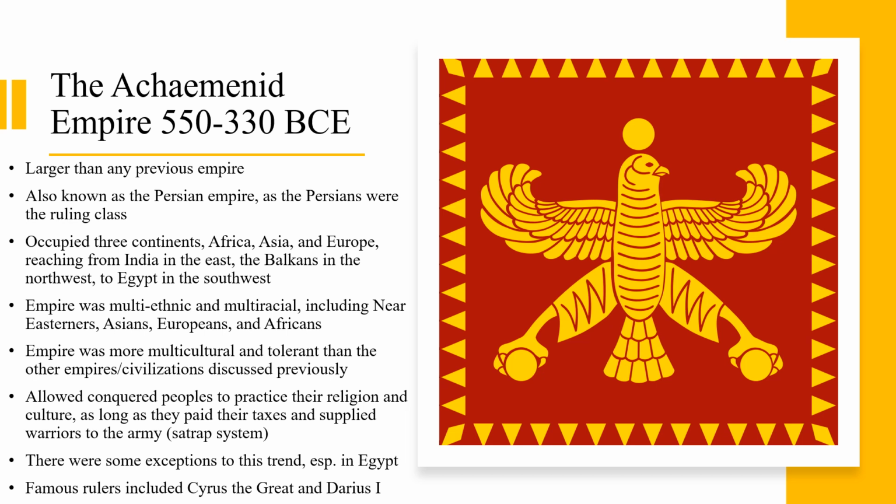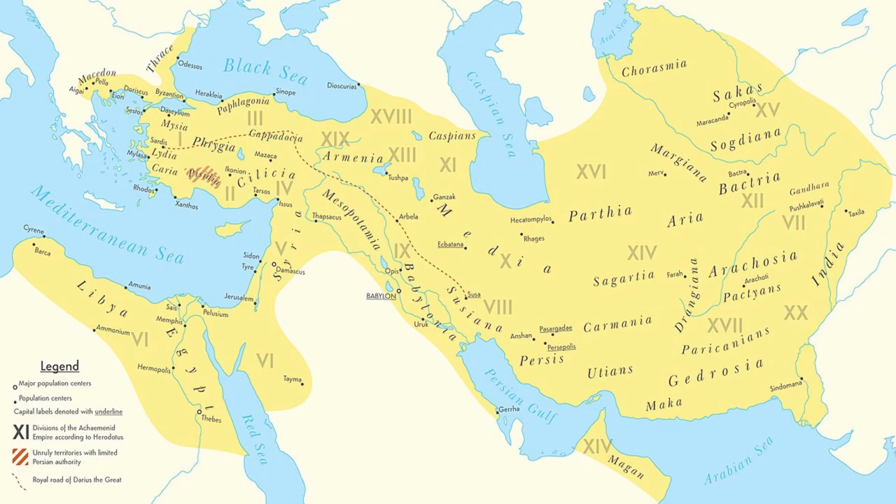There were, of course, some exceptions to this trend, especially in places like Egypt, which frequently rebelled against the Achaemenid Empire. Some famous Achaemenid rulers included Cyrus the Great and Darius the First. We'll also discuss the art and culture and architecture of the Achaemenid Empire as well.